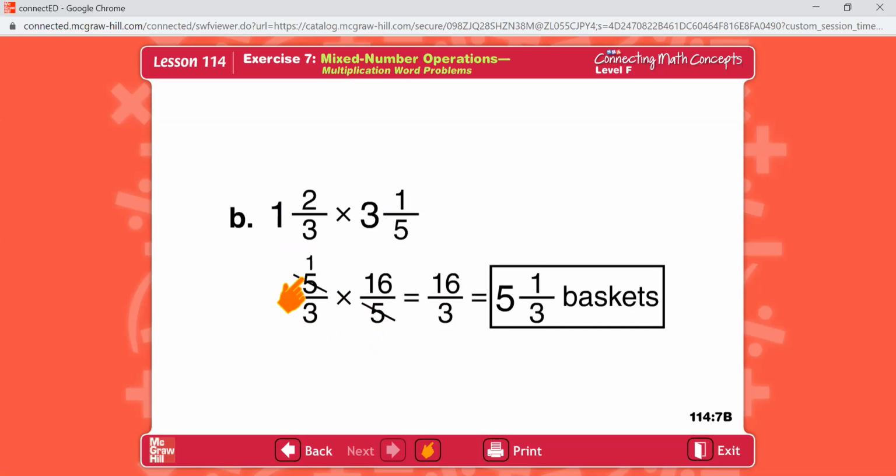You can cross these two out because they can be divided into each other. 5 divided by 5 is 1. That can go there. Then you multiply straight across. 1 times 16 is 16. 3 times 1 is 3. Now we want to convert this top-heavy fraction back into a mixed number. 16 divided by 3 equals 5 1/3 baskets.